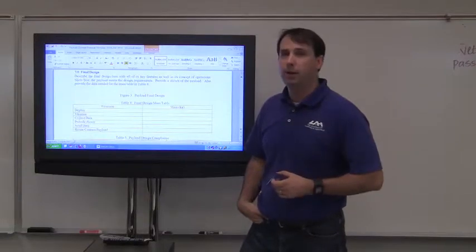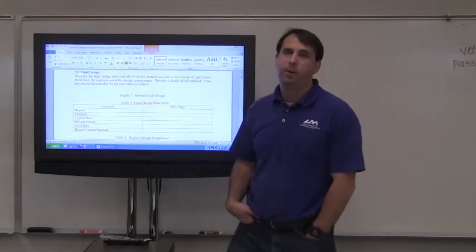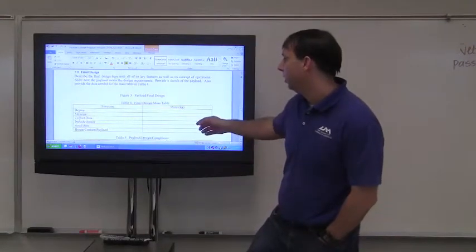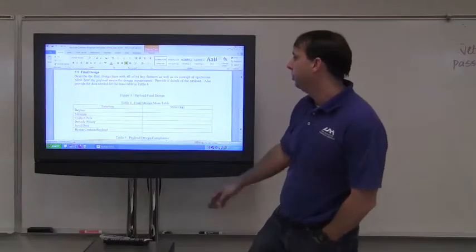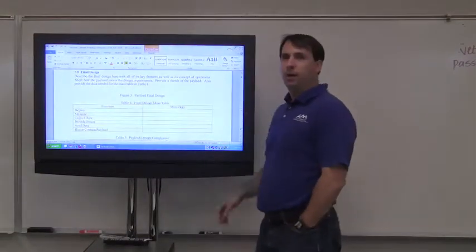Provide a sketch of the payload, a sketch at the very least. An engineering drawing would be nice, or a PowerPoint drawing would be nice. Also provide the data in table 1. Here's your mass by functions, okay? How are you deploying? What do you use to deploy?